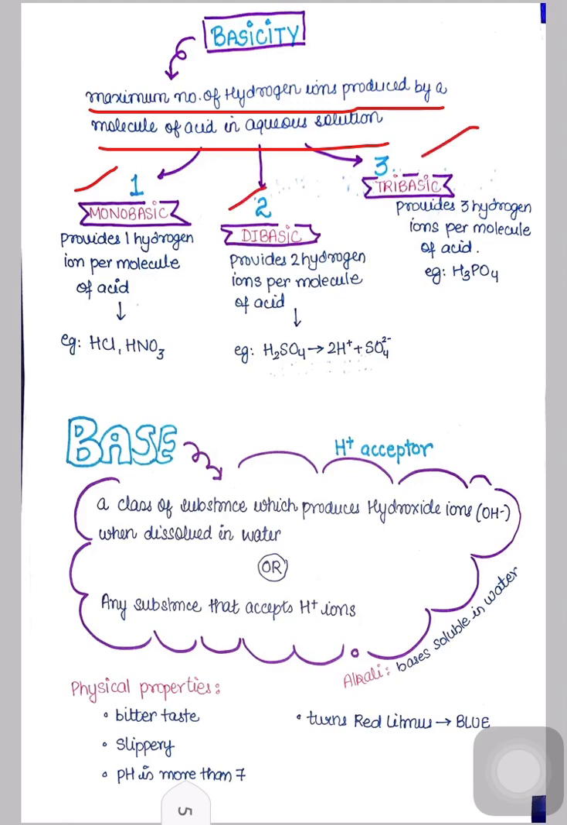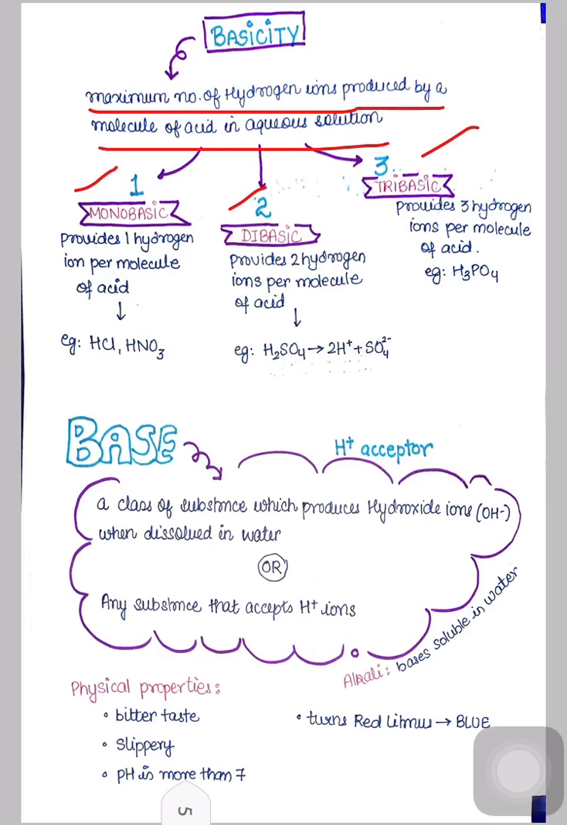If it is providing you 1 ion per molecule of acid, it is called monobasic. If it is providing you 2 hydrogen ions per molecule of acid, it is called dibasic. And if it provides 3 hydrogen ions per molecule of acid, it is called tribasic.